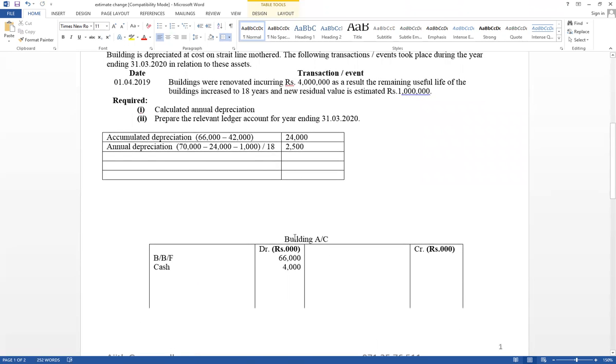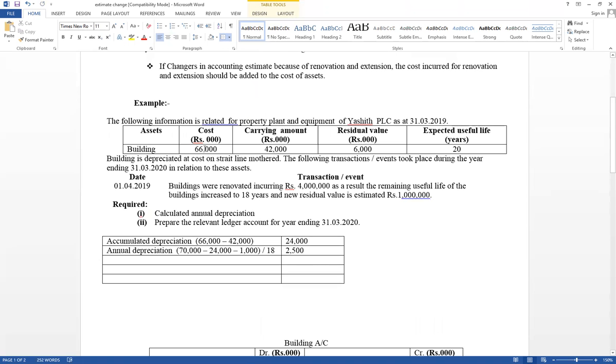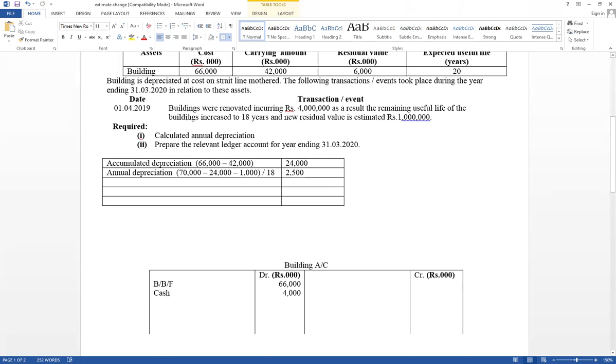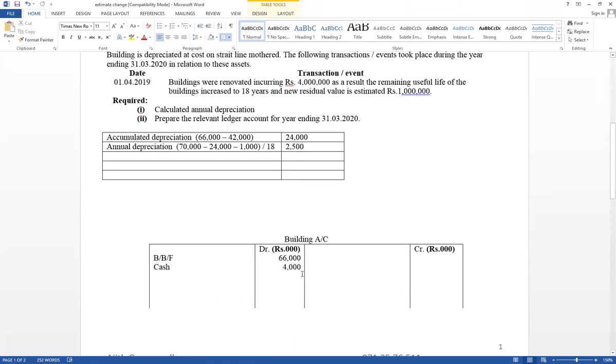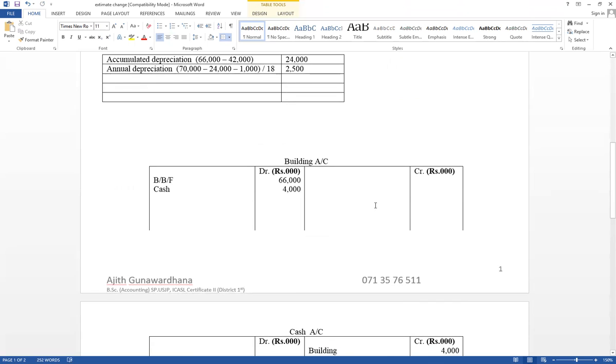Think about it, there are two things you have to know. First one, think about opening balances: the carrying amount is given, so think how to calculate accumulated depreciation. Then think about the cost incurred for renovation and lifetime change. They ask for the relevant ledger accounts. Think what the net impact is. Cost incurred for renovation, think how to calculate annual depreciation, then think how to record in the ledger accounts.